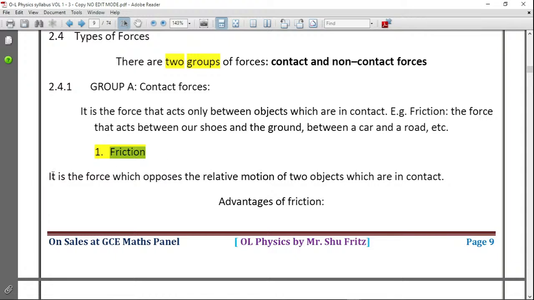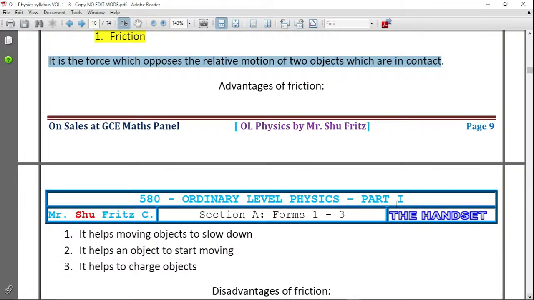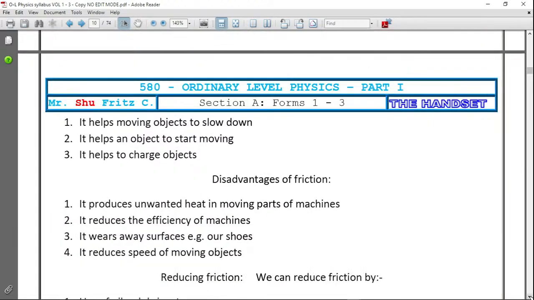So what is friction? Friction is the force which opposes the relative motion of objects which are in contact. What are the advantages of friction? Friction has advantages as well as disadvantages.